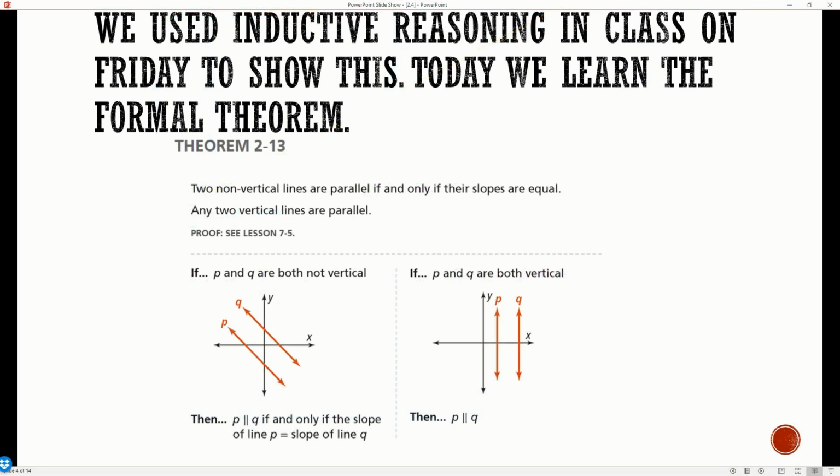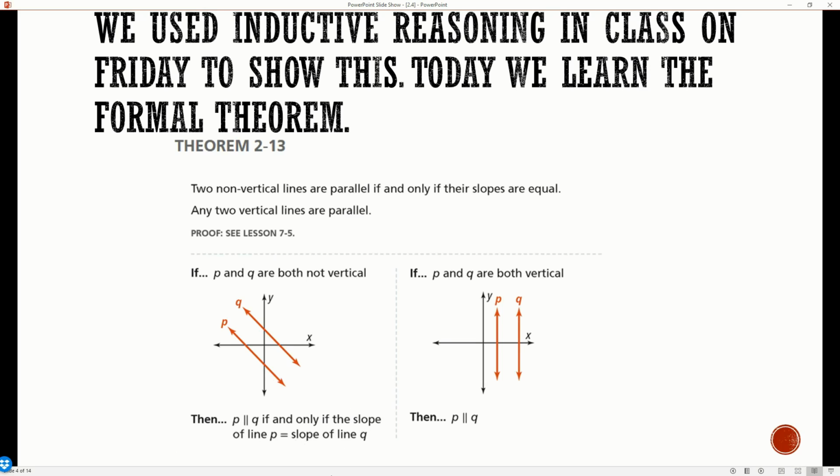Now we're going to go into theorem 213. We used inductive reasoning last week on Friday in class to show this theorem basically, but now we're going to actually formalize it. We're giving it a name. It's not an exciting name. It's just theorem 213. But what it's saying is if P and Q are both not vertical, so they're not vertical as we see here, straight up and down, or with an undefined slope, then P is parallel to Q if and only if the slope of line P equals the slope of line Q.